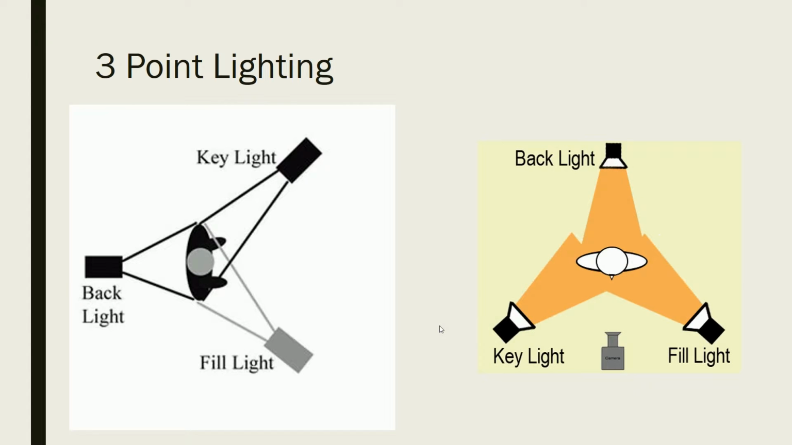So again, here's another example. Here's your camera. Say you're filming somebody. You've got your backlight to make them sort of be separated from the background. Your key light is your main light source, and your fill light fills in those shadowy, dark areas.